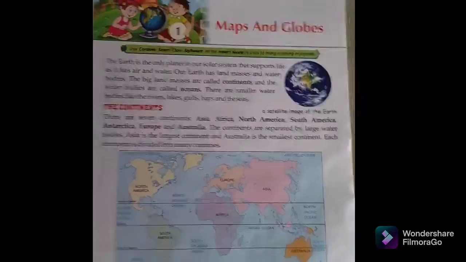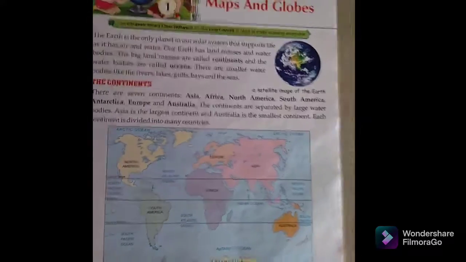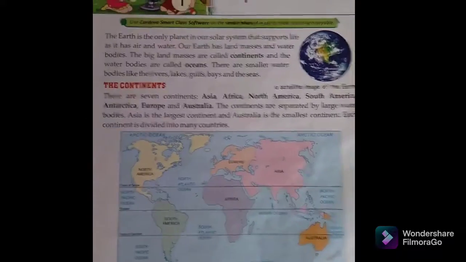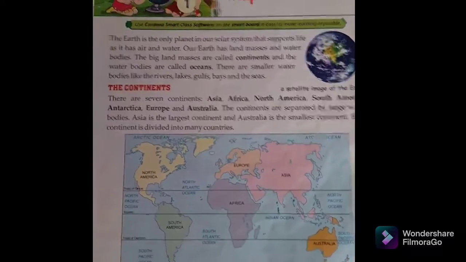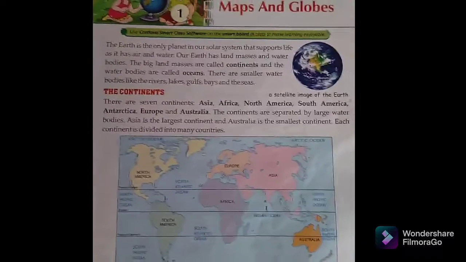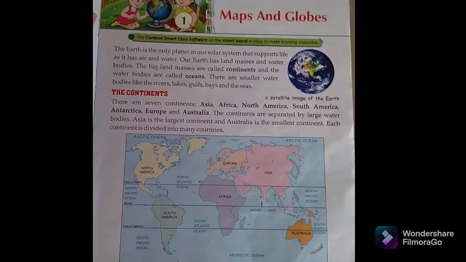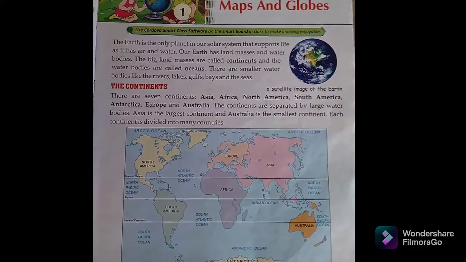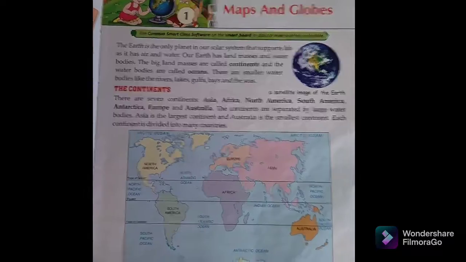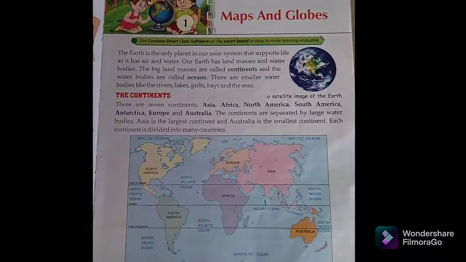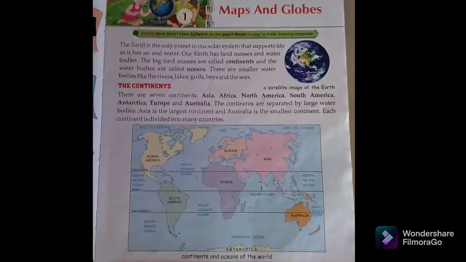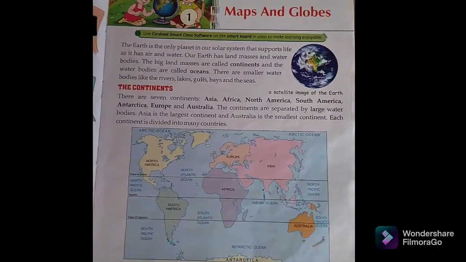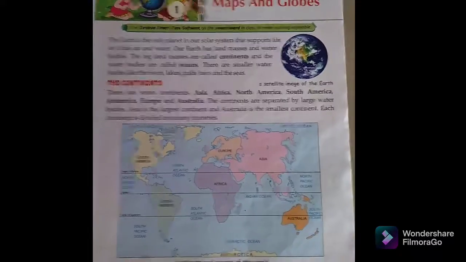You can see the first chapter is Maps and Globes, and today we are going to study this chapter only. So let's start. The Earth is the only planet in a solar system that supports life, because it has both air and water.